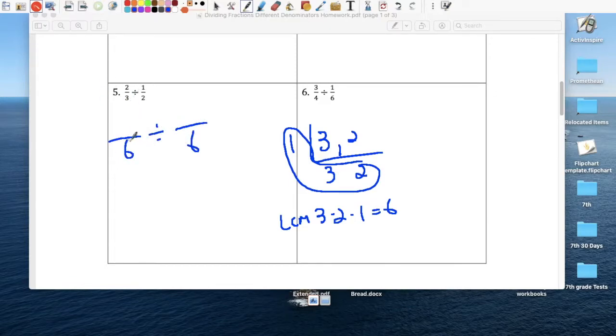So we're going to change our fractions, our denominators, to 6. How did that 3 become a 6? Times 2. So I multiply the top times 2 and I get 4. How did the 2 become a 6? Times 3. So I multiply the top times 3 and I get a 3.